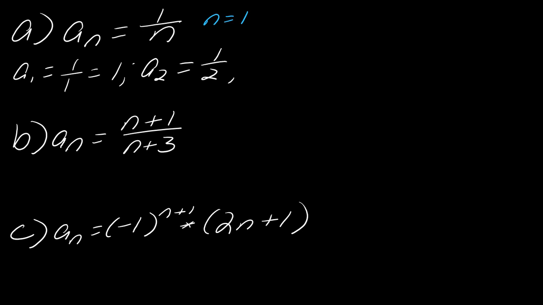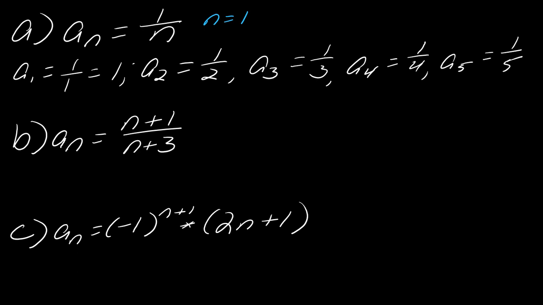Got it? Okay, so what's a sub 3? That would be the next one, right? That's the third term. Again, where I see this n, I'm going to replace it with a 3. 1/3. And then we have a sub 4, which hopefully you're seeing the pattern now. So this is going to be 1 over 4. And then we have a sub 5, which will be 1 over 5. And so this is the 1, 2, 3, 4, 5th term in the sequence, okay?